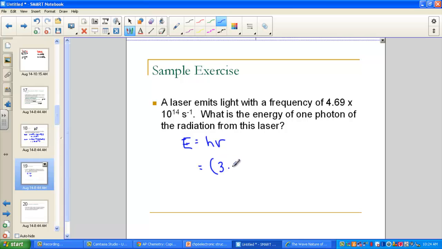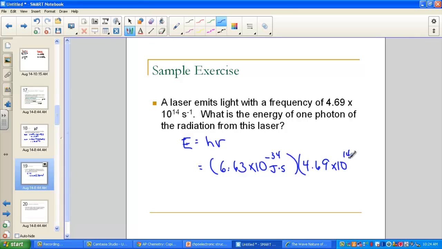Planck's constant is not 3. There we go. 6.63 times 10 to the negative 34th joules times second, times that provided frequency, 4.69 times 10 to the 14th per second. And we'll end up by canceling units with joules of energy.